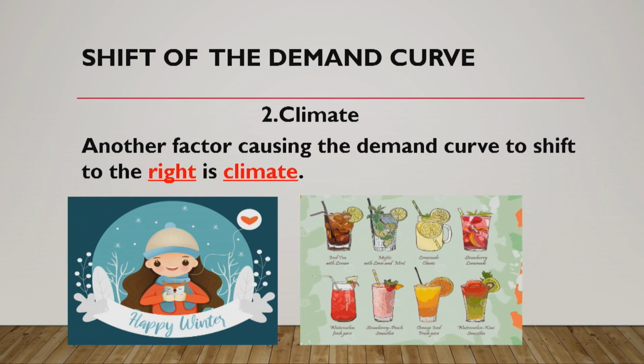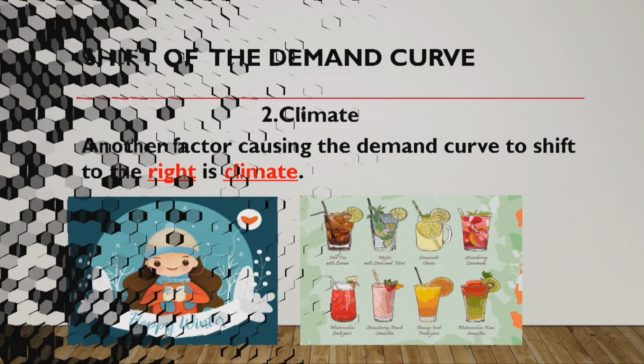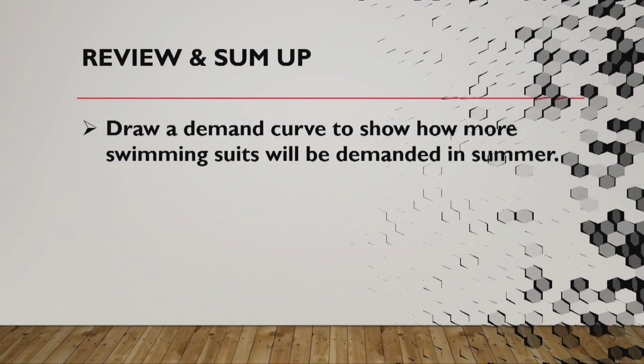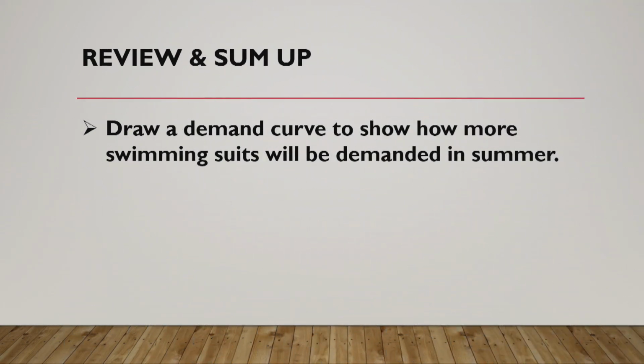Climate. Another factor causing the demand curve to shift to the right is climate. For example, some products are more demanded in winter rather than in summer, and vice versa. Review and sum up. Draw a demand curve to show how more swimming suits will be demanded in summer.